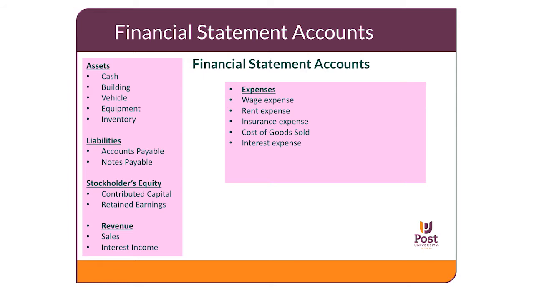Examples include wage expense, rent expense, insurance expense, cost of the goods you sell, interest expense, and many more. And then the final one is dividends. This is the final category, and in it, we just have one account, dividends. I want to say again, a dividend is not an expense. It is a dividend. A dividend is a dividend.